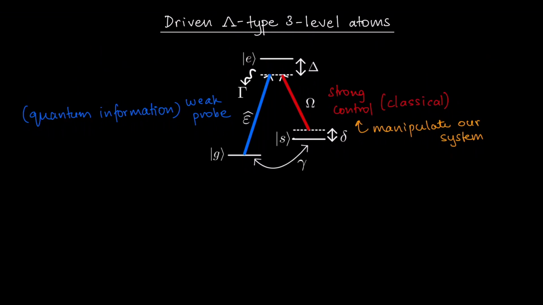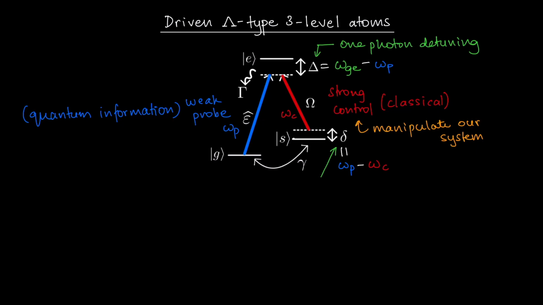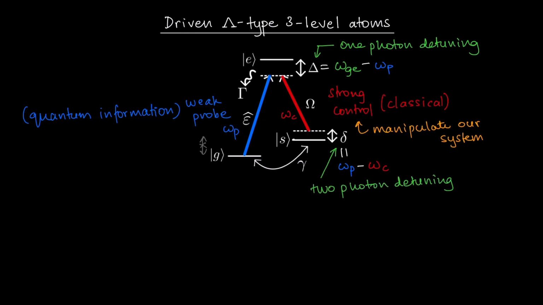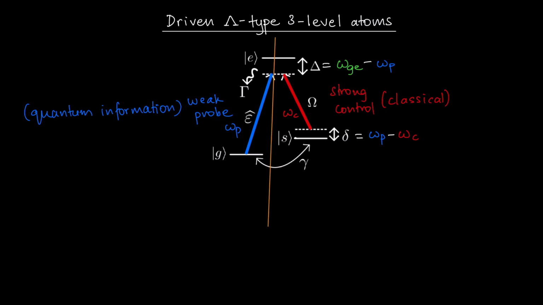The capital delta here represents the frequency difference between the atomic transition and the probe frequency. The little delta here is the frequency difference between the probe field and the control field. The capital delta is called the one photon detuning, and little delta is called the two photon detuning. Another important thing to note is that the transition between the ground and the auxiliary states is forbidden and cannot take place.